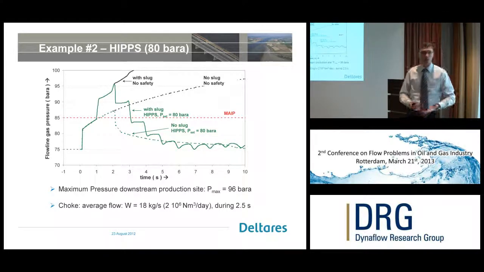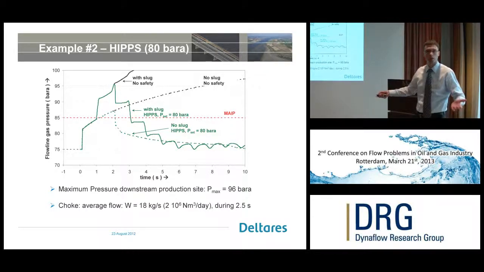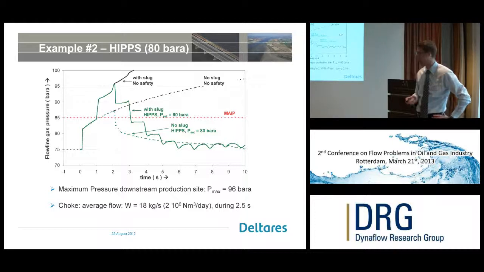So what can we do? Well, let's install the HIPS again to see what happens. But as we already mentioned, to put the HIPS valve with the set pressure below 80 bara now has no point, because you've got an increase from 75 to 82 bara instantly. So a set pressure below 80 bara does not make sense. And then you see that your maximum pressure still is 95 bara. So that's much larger than without the slug.